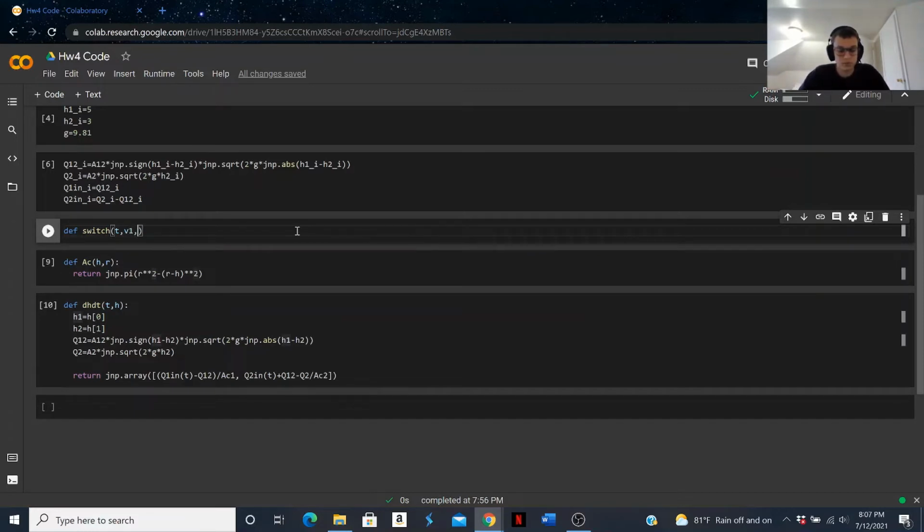V1, V2, basically the flow rate at our first and second flow rate, and then the time of switch, so the time at which we are going to switch our two values here, our V1 and V2, and then the scale.